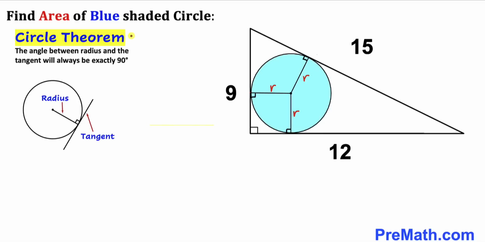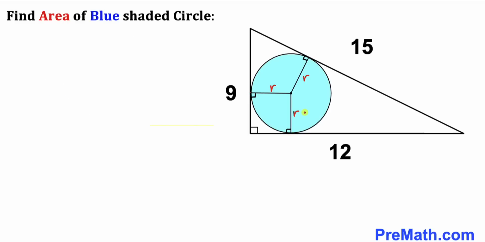And now let's recall the circle theorem. According to this theorem, the angle between the radius and the tangent will always be exactly 90 degrees. So therefore these angles are going to be 90 degrees each. And now we can see that this is radius r, so therefore this side length is going to be r as well, and likewise this length is going to be lowercase r as well, since the radius is r over here.